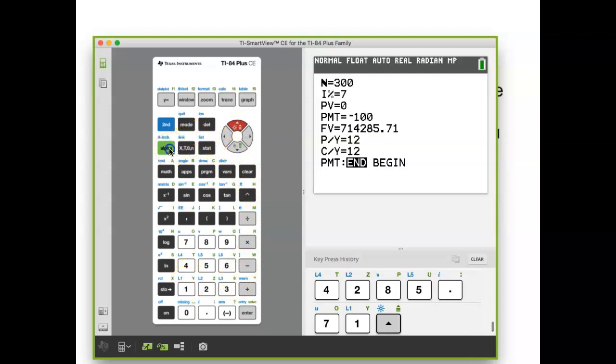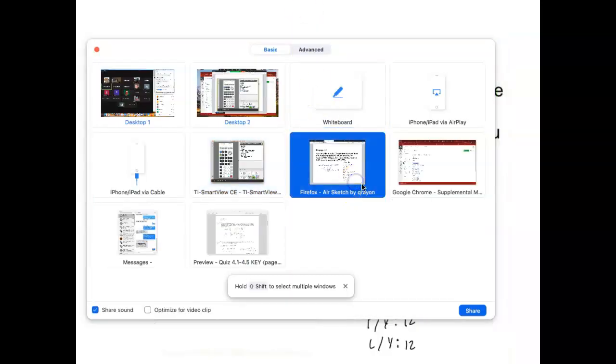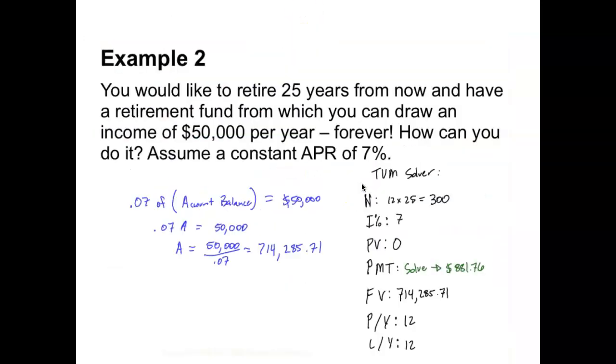Now I want to do alpha enter on payment. And there we go. So I need to make payments of $881.76 per month, which may seem like a lot, but when you're an adult and you have a career job, that's totally doable.